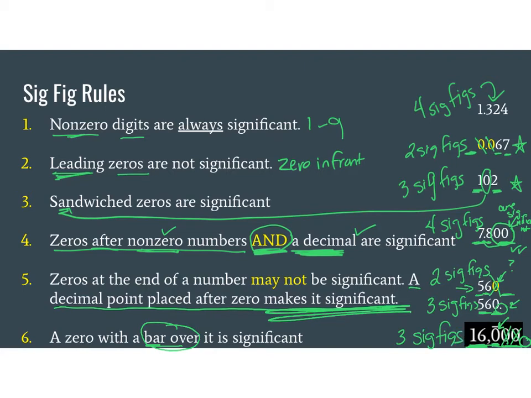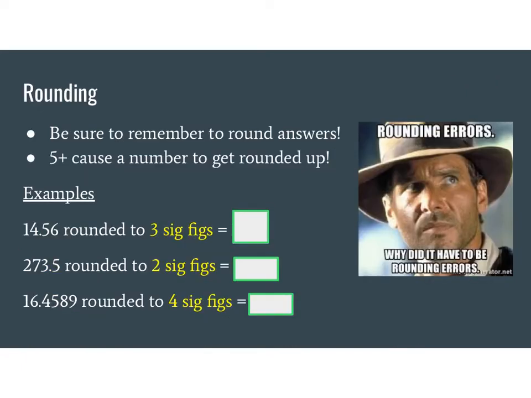I know that was a lot of information, but we're still going to practice. Another thing that you guys need to be able to do is properly round using Sig Figs. So we have to be sure that we remember how to round answers. And we know that if a number has a 5 or greater, it causes the number to round up. That means if it is 4 and below, we round down.